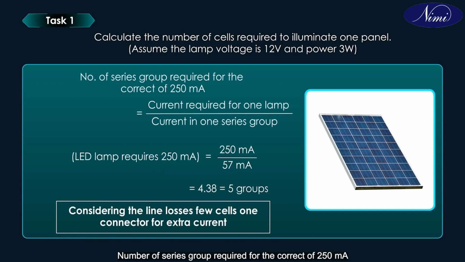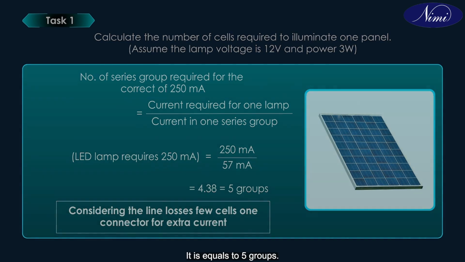Number of series groups required for the current of 250 milliamperes is equal to current required for one lamp divided by current in one series group. The LED lamp requires 250 milliamperes, so 250 milliamperes divided by 57 milliamperes is equal to 4.38, which is 5 groups.